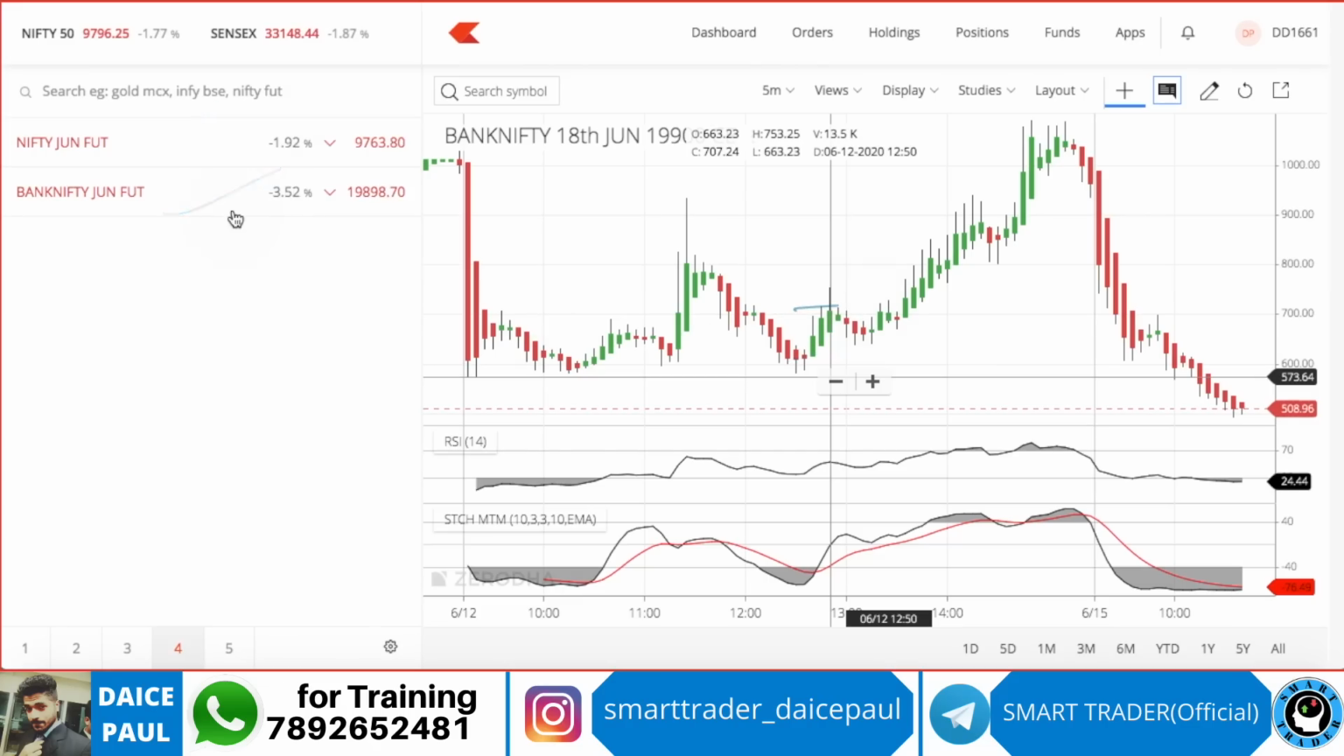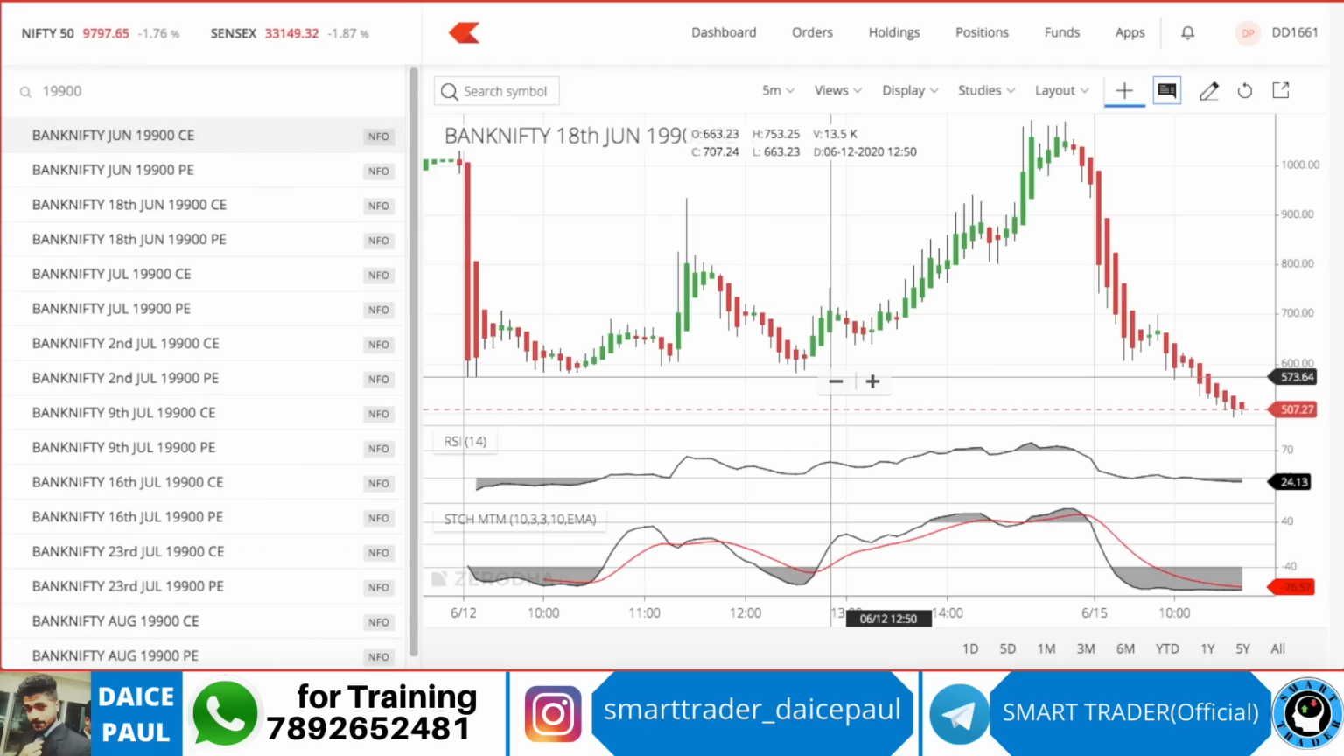Now how do you identify these particular contracts? For example, you want to identify bank nifty. You can search directly. Let's say it is trading near 19,800, so let's maybe put 19,900. Directly the bank nifty June month expiry will come, and the weekly expiry will come. The 18th is the weekly expiry of this particular contract. Here the volume will be comparatively higher because the expiry is close by. So you can take these types of options for intraday trading, for scalping.